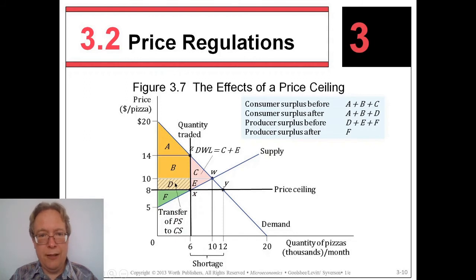So what happens at the end of the day? Well, if you look at the situation before and after, this area is lost, right? C plus E. We had that before the price ceiling, but we don't have it now. So that's our deadweight loss. That's simply how much total welfare goes down because of the intervention, because of the price restriction in this case. What else happens? Well, also this area D used to be part of producer surplus. It's now part of consumer surplus. So this area D is a transfer from producers to consumers.